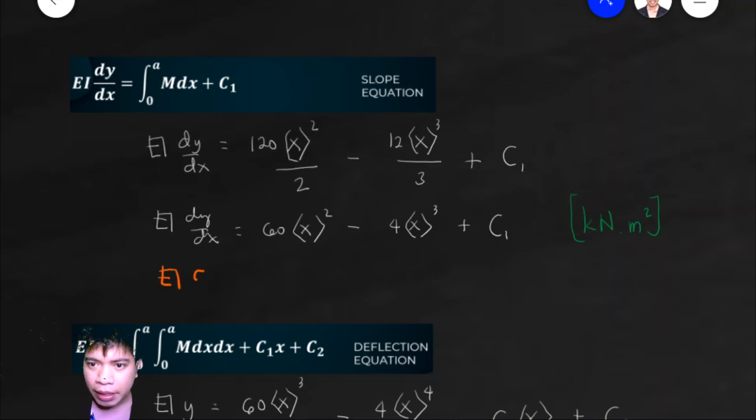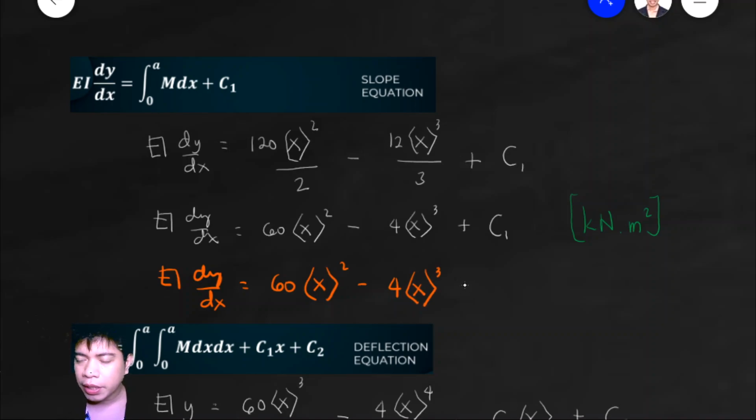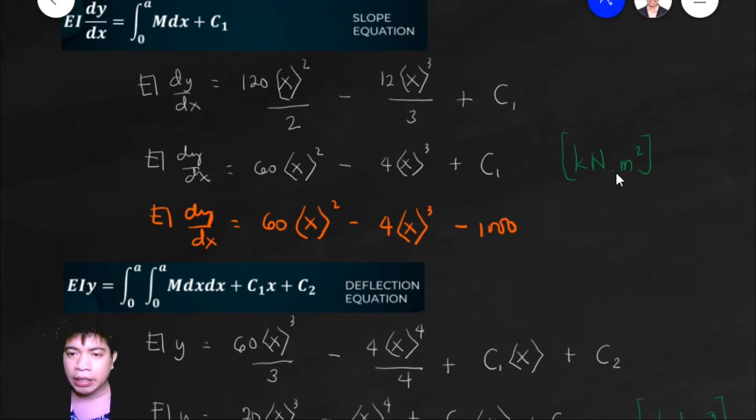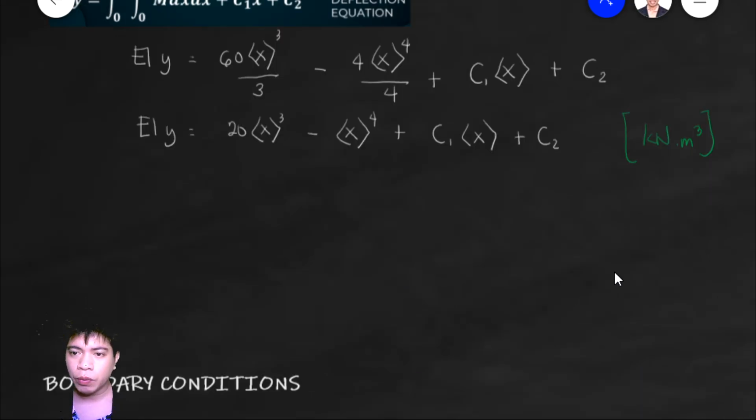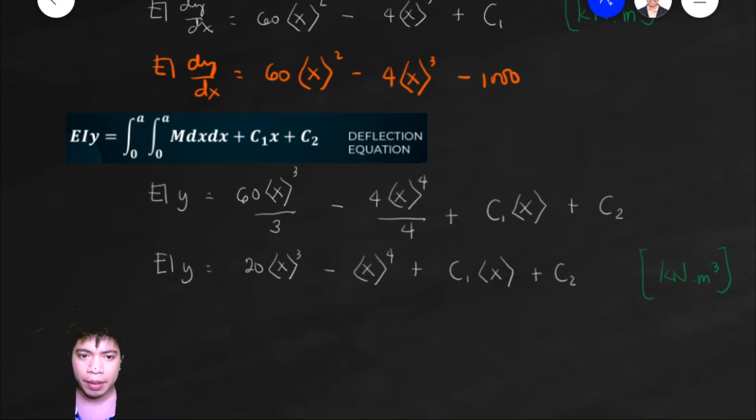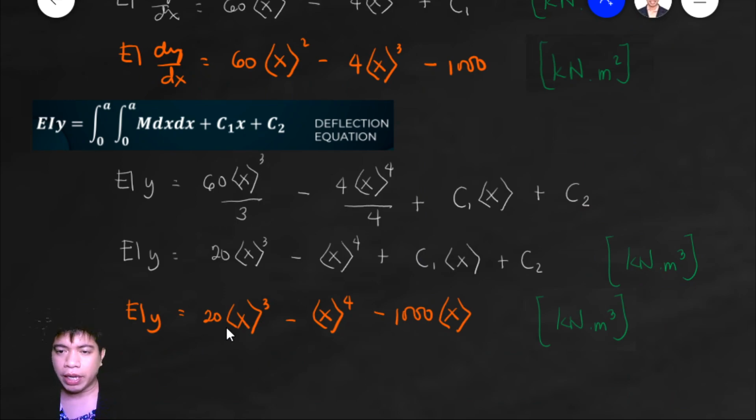EI dy over dx is equals to 60x squared minus 4x cubed, then plus C1. So this is minus 1,000. Okay, so ito na nga yung ating slope equation guys. Tapos dito tayo ngayon sa ating deflection equation. So, isulat ko na lang guys. So, this is EIY equals to 20x cubed minus x to the fourth minus 1,000x.